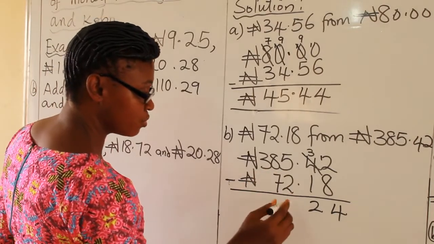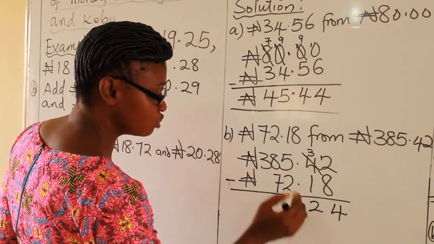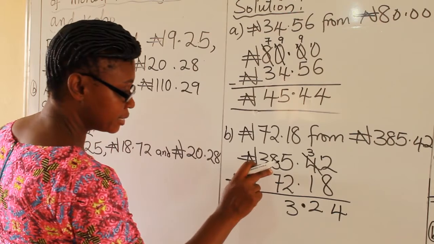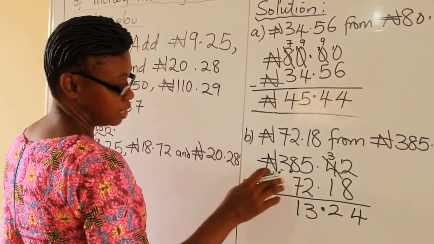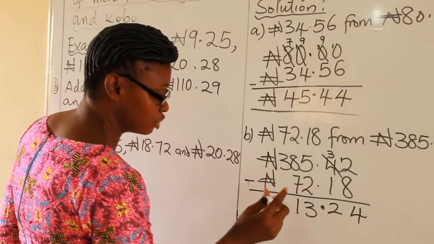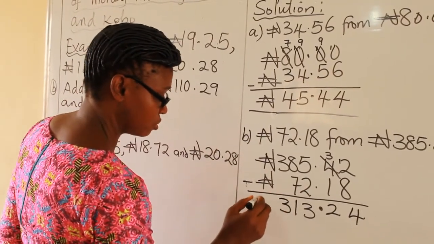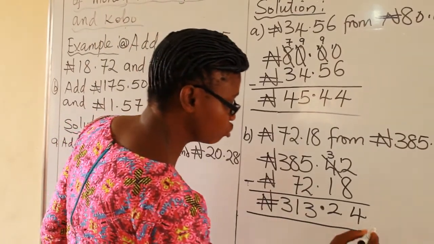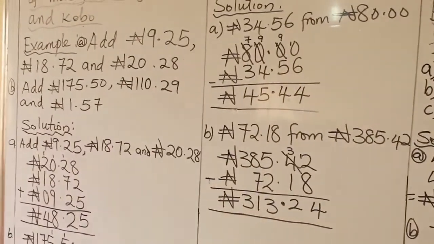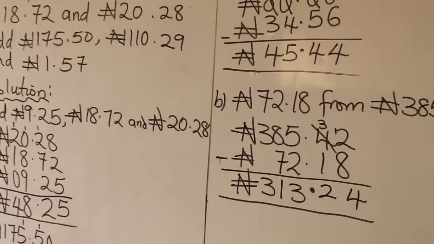5 minus 2 will give us 3. Don't forget to fix your point. 8 minus 7, very simple, will give us what? 1. And then you have 3 here, you do not borrow anything out of it, you bring it down. Your naira sign follows immediately, and then you close your equal sign. Children, have you seen it?